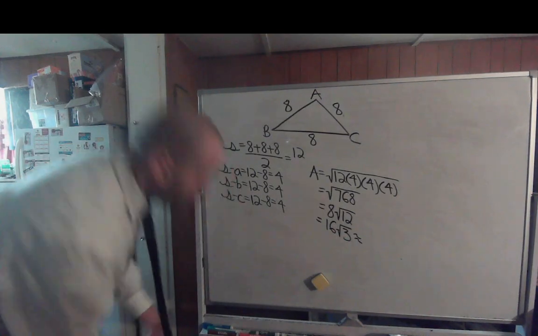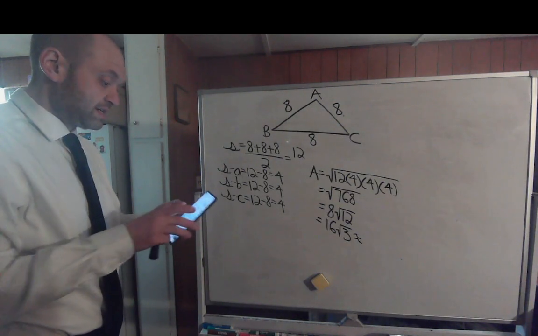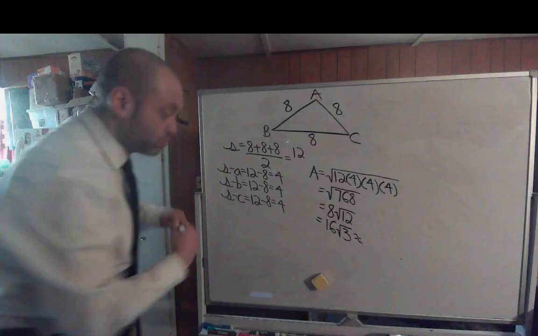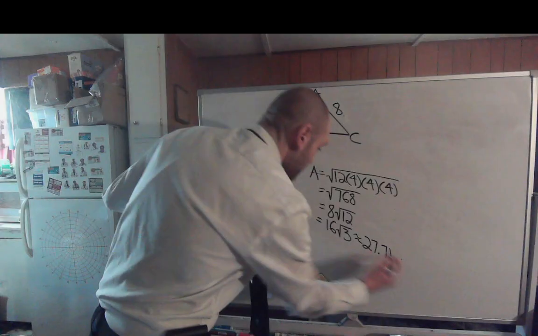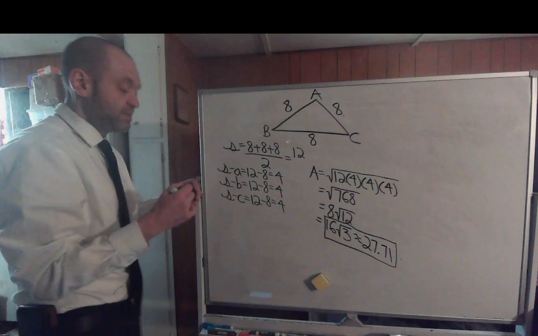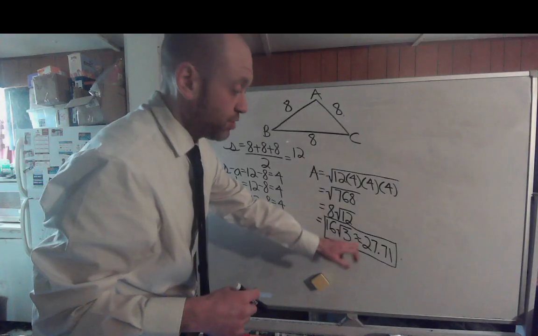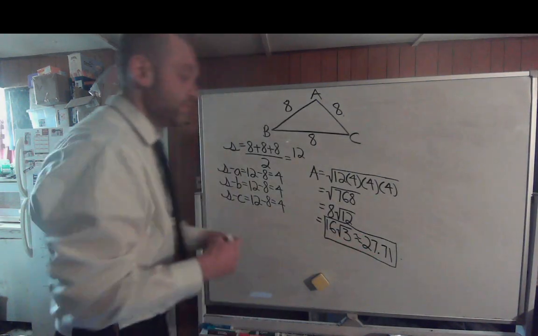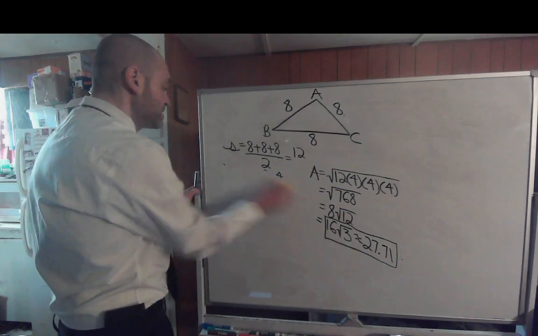So the area for sure is 16 times the square root of 3 units if you wanted an exact, or an approximate would be 27.71 square units. So if your teacher wants an exact, it would be 16 times the square root of 3 units. If they want an approximate, it'd be 27.71 square units. And I got just 2 more, and then we're done with the lesson.